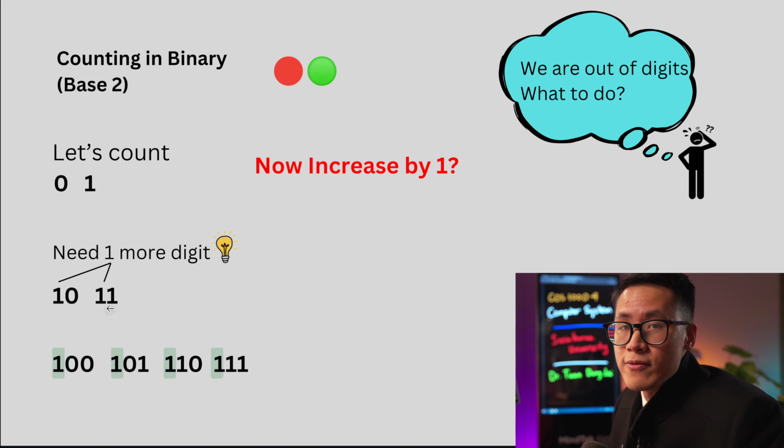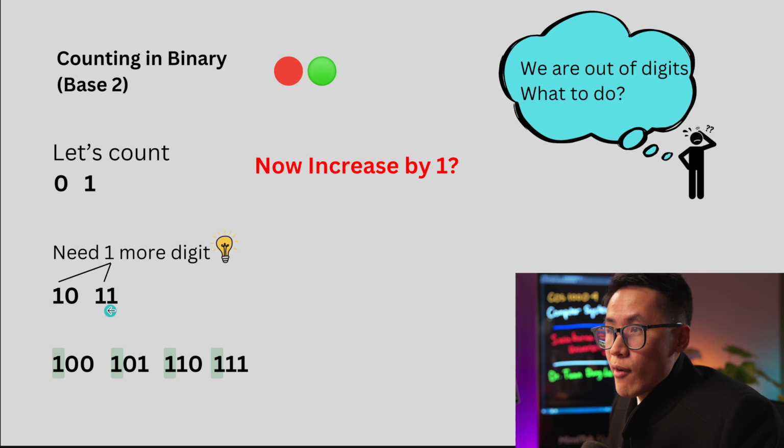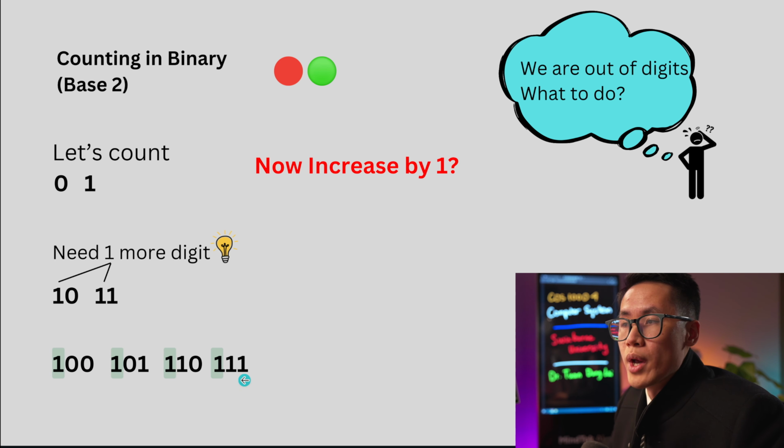How do I represent number 4? Okay, to do that, I will need to repeat the patterns. I will need to use another digit, which is 1. And then I repeat the pattern 0, 0, 0, 1, 1, 0, 1, 1.